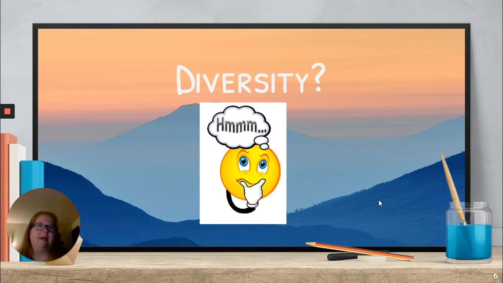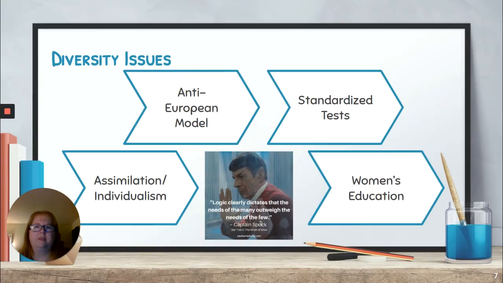So what did William Bagley think about diversity? We're going to look at that on the next slide. When it comes to individualism, diversity, different thoughts, different people, different ethnicities, different belief systems, where did he fall on that spectrum? These are four issues that relate to him.